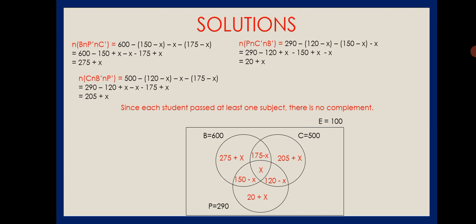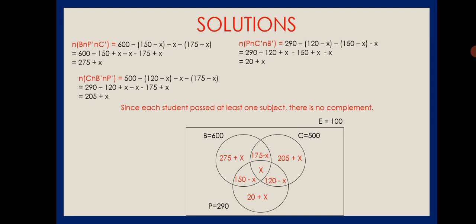Let's open bracket. 290 minus 120 plus x minus x minus 175 plus x. Positive will cancel negative, meaning plus x minus x will be 0, so they cancel each other out. Now 290 minus 120 minus 175 plus x, we end up getting 205 plus x, and that's why we have it in our circle there.